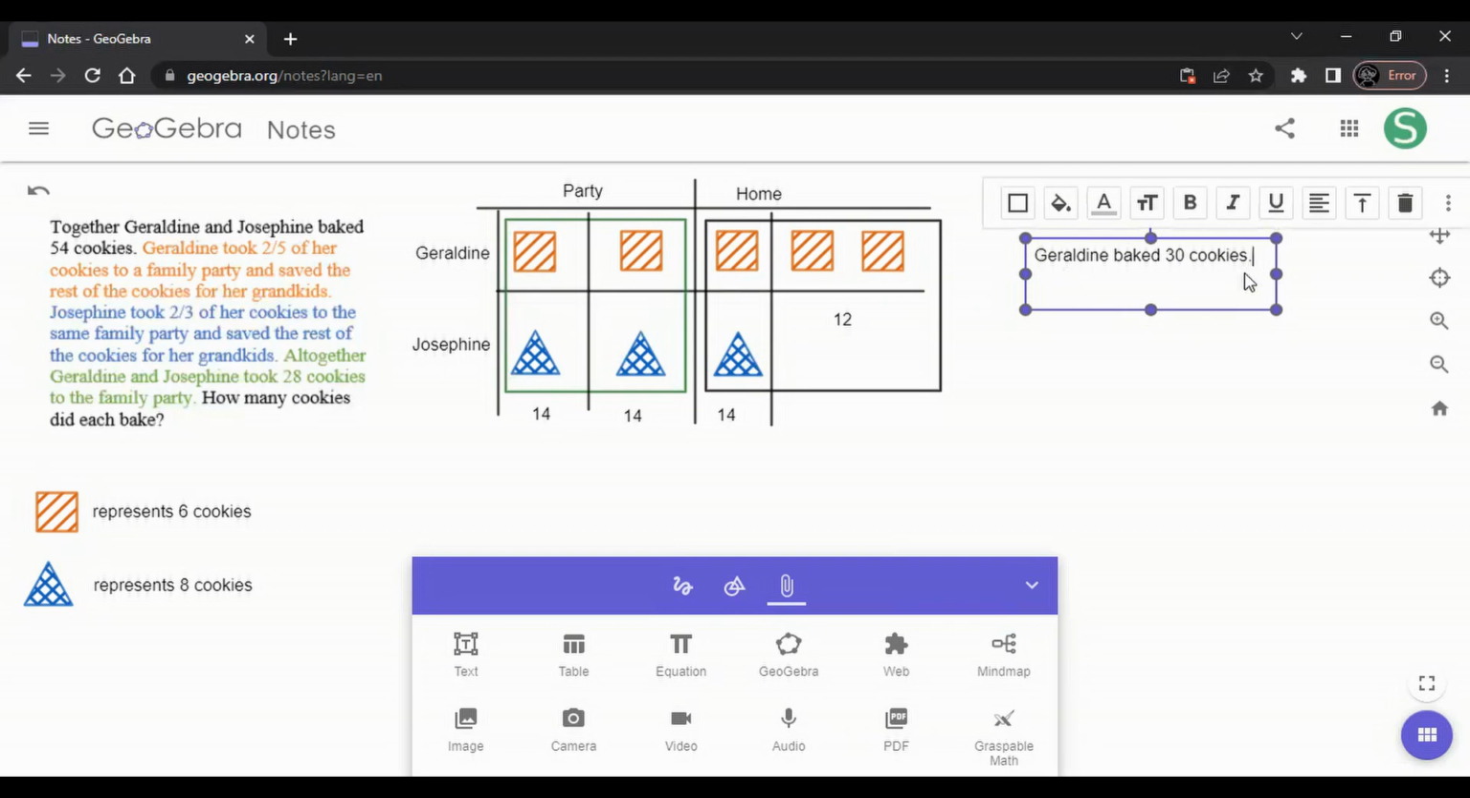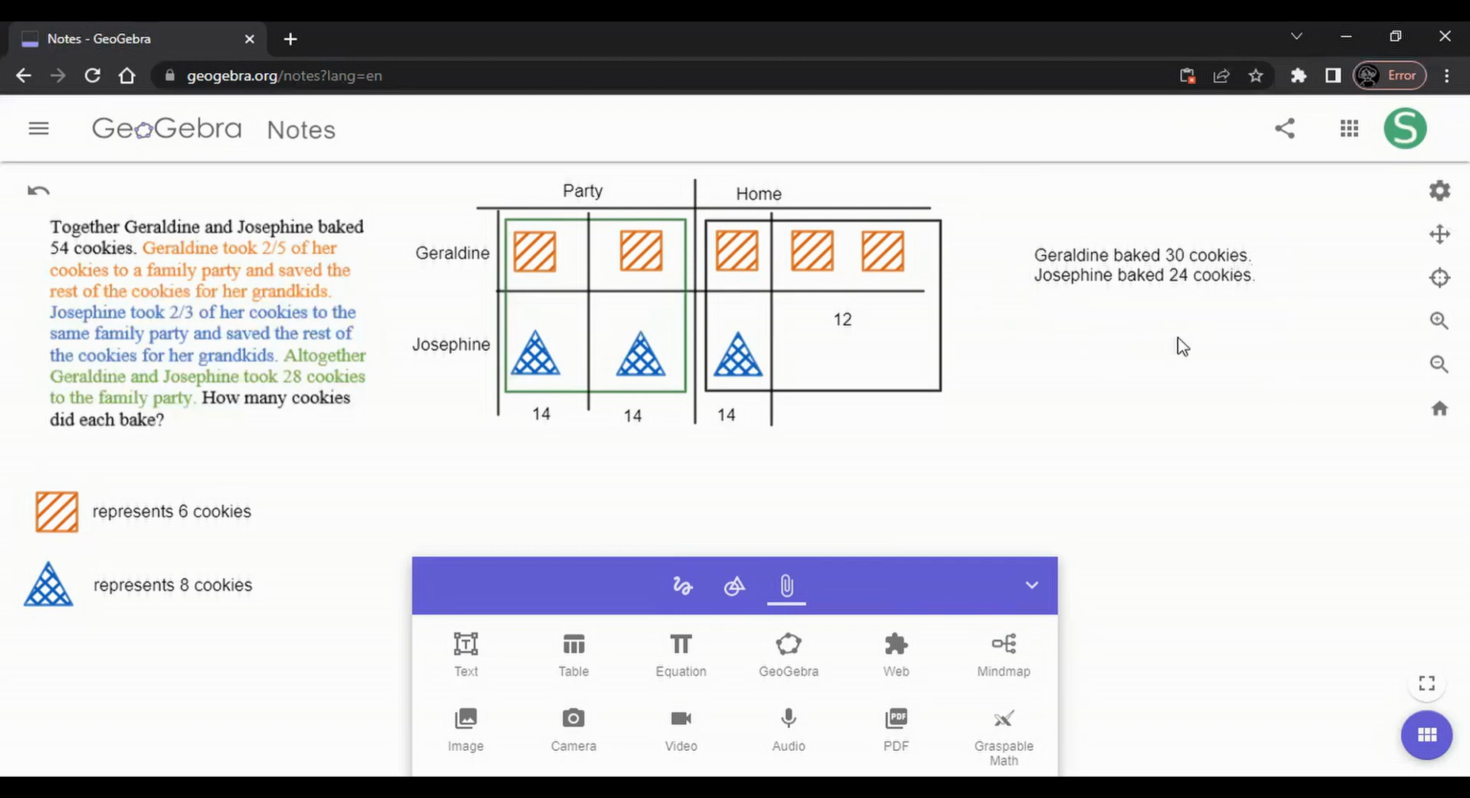Now we just need to figure out how many Josephine baked. Now, Josephine has 3 triangles, each triangle representing a third of her total number of cookies. Each triangle also represents 8 cookies. So that means Josephine must have baked 3 times 8, which is 24. She must have baked 24 cookies. There we go. Now we have our answer to the problem. Geraldine baked 30 cookies and Josephine baked 24 cookies.